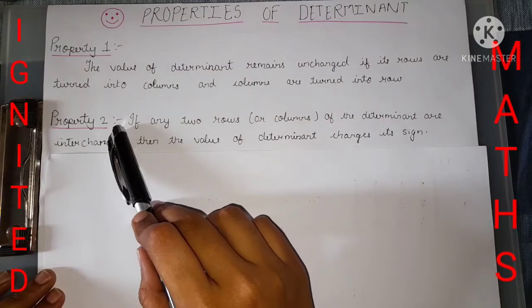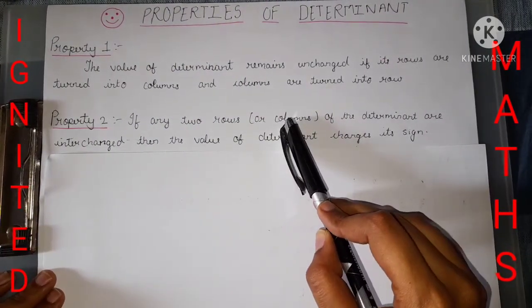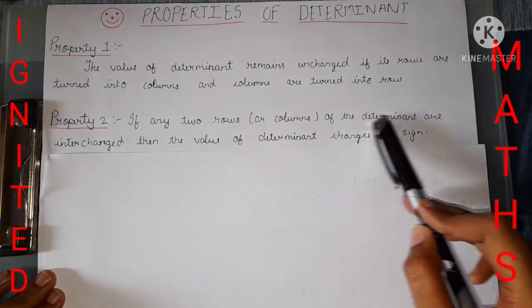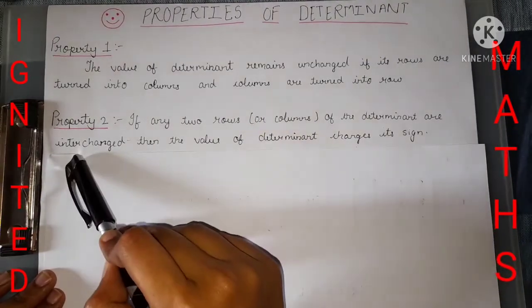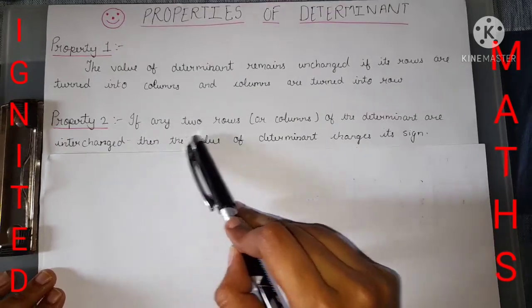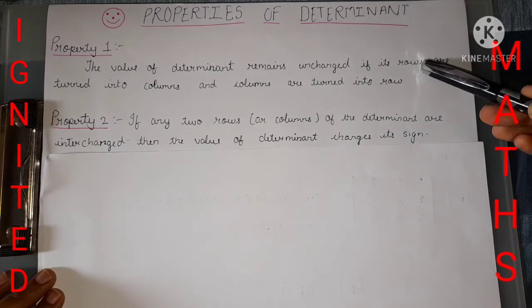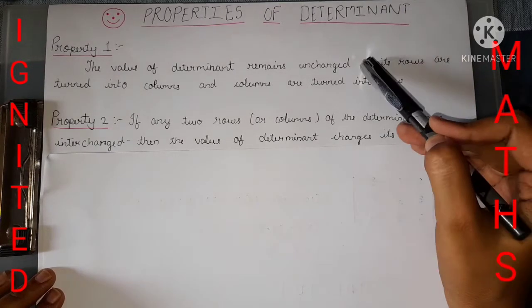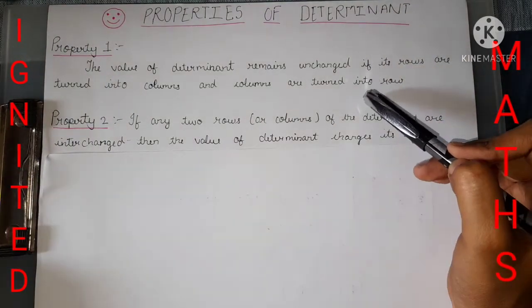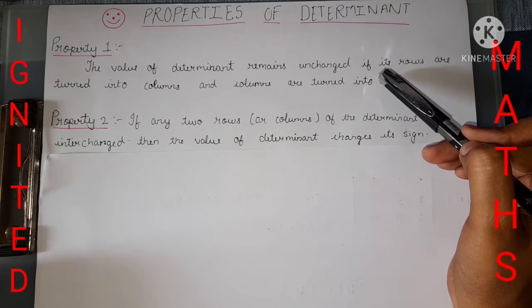Property 2 says that if any 2 rows or columns, either 2 rows or 2 columns, of the determinant are interchanged, then the value of the determinant changes its sign. In property 1, we turned the rows into columns and columns into rows, and we got the same value, that is D is equal to D dash. We get the same answer.